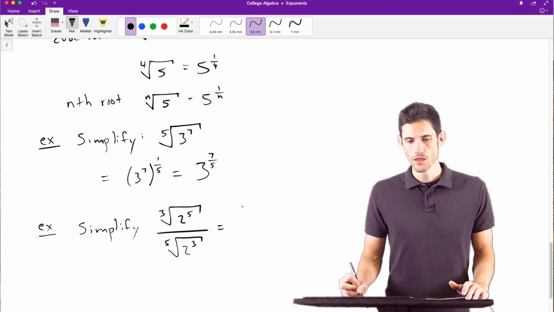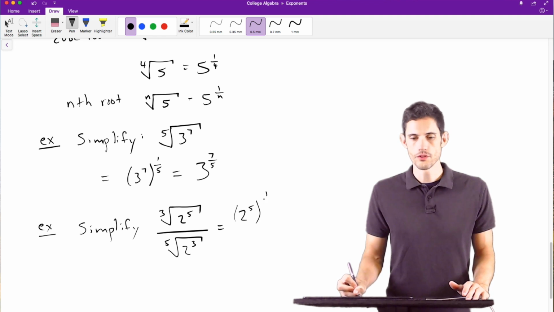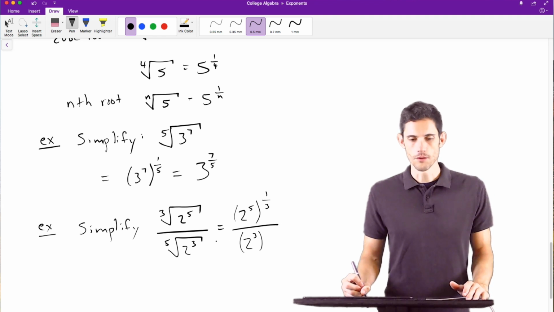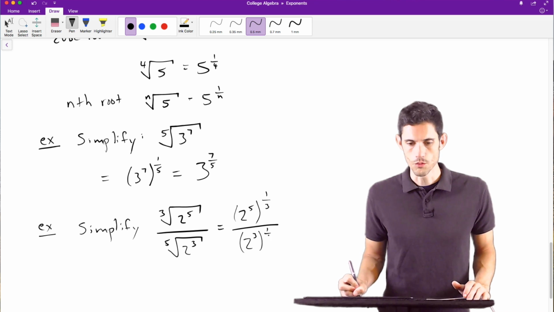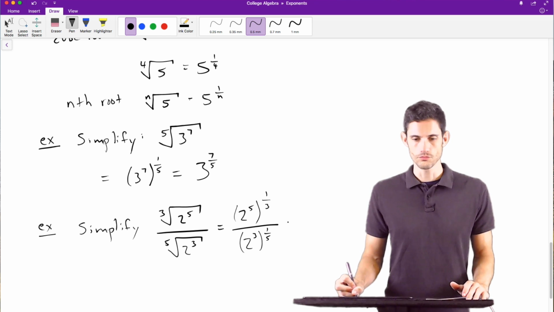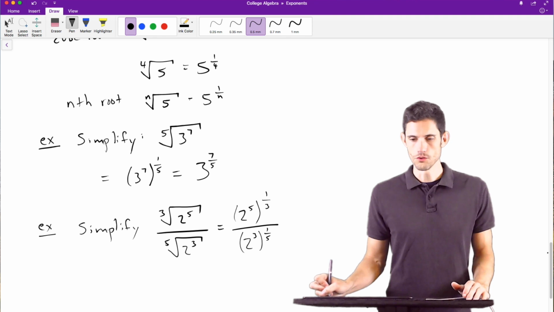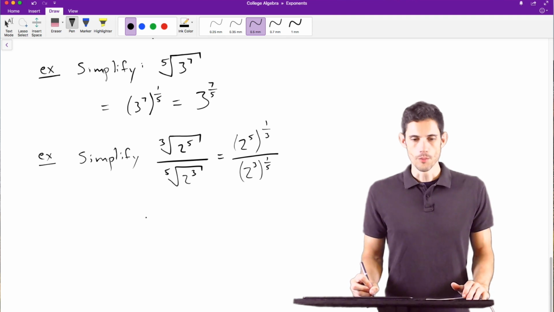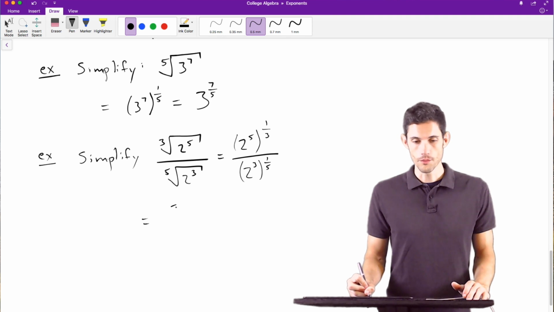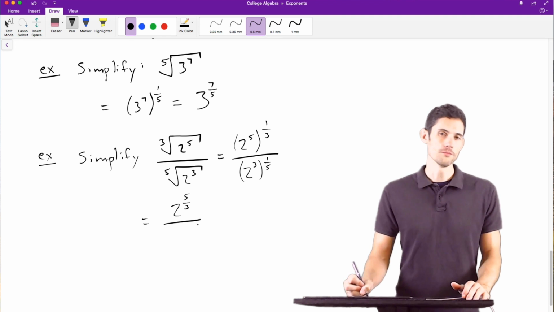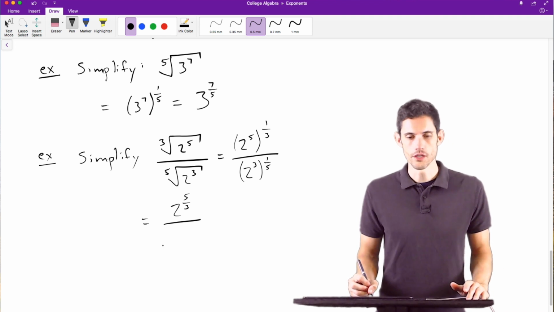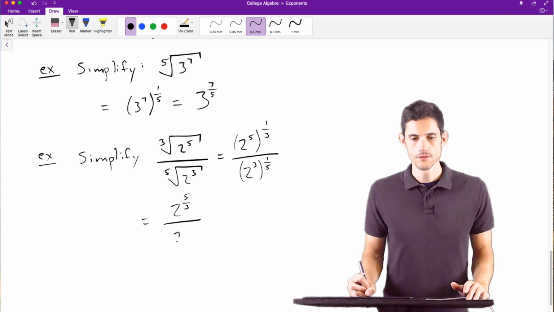Let's see, the top is 2 to the 5th power, and that cube root is a 1/3 exponent. And on the bottom I've got 2 to the 3rd power, and that radical is a 1/5 exponent. So now I can use the power rule. On the top, I get 2 to the 5/3, and on the bottom, you do the same thing, multiply the exponents, and you get 2 to the 3/5.